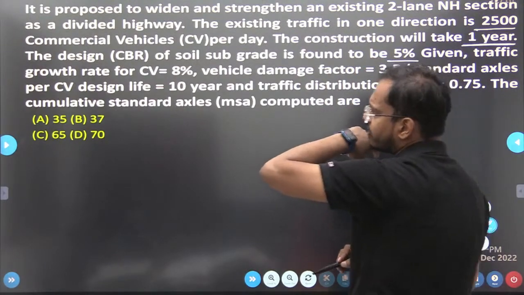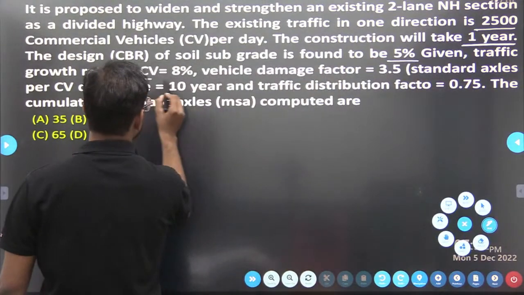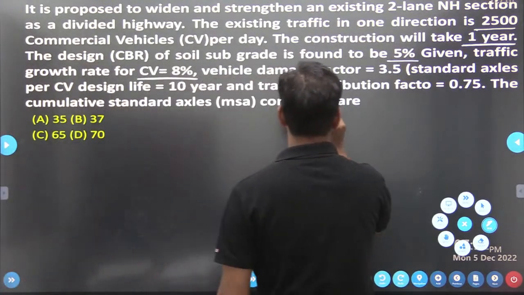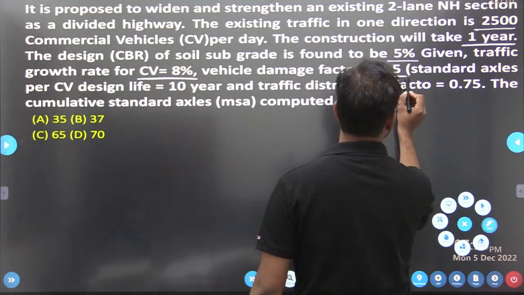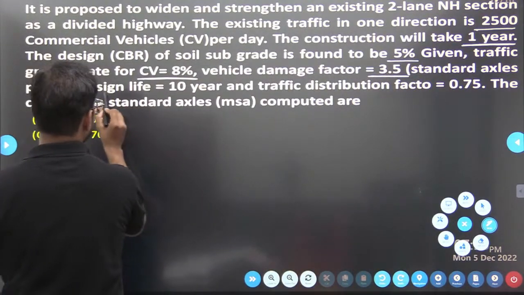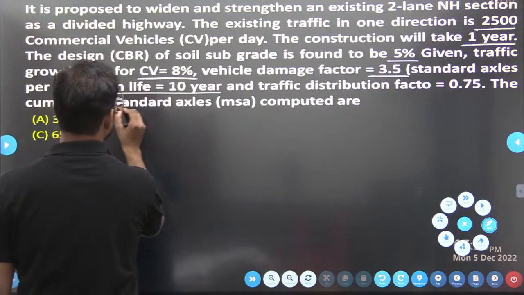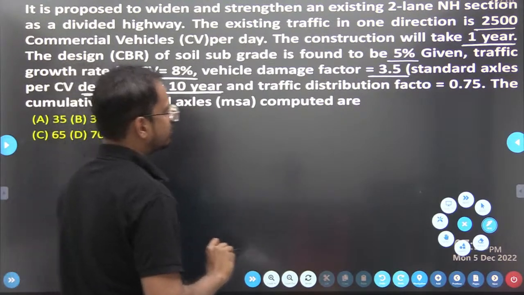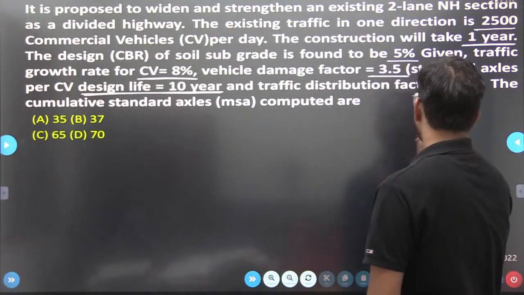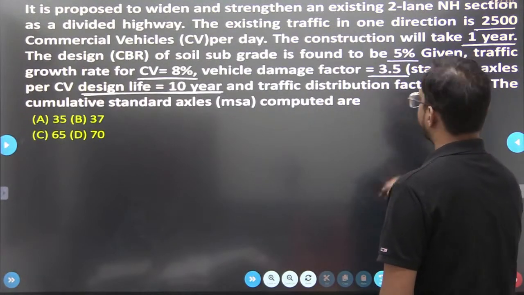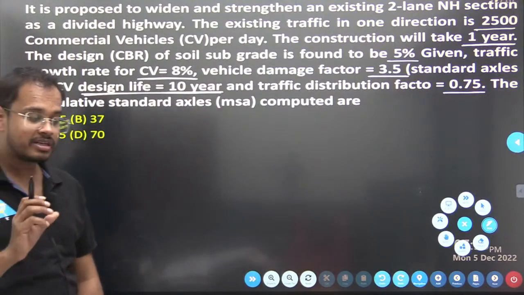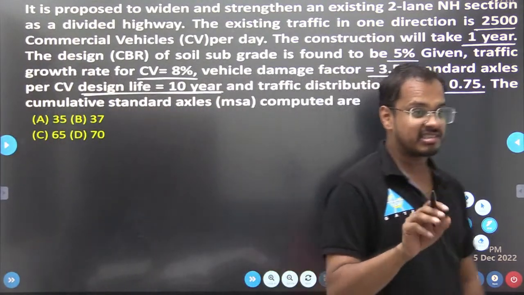The traffic growth rate is already given, and it is 8%. Vehicle damage factor 3.5. Am I right? Design life is 10 years, and the traffic distribution factor, that means lane distribution factor, is 0.75, given to you. What is the cumulative commercial standard axle in terms of million standard axle?